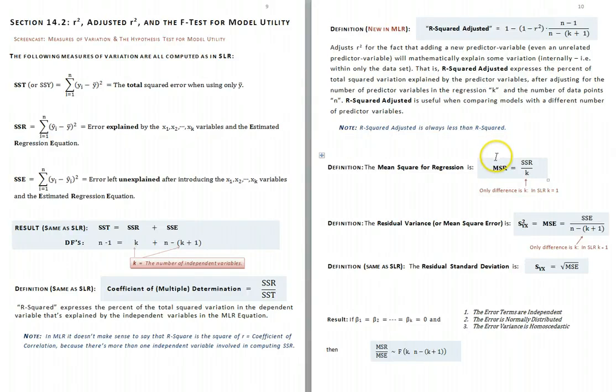The mean square for regression is SSR divided by its degrees of freedom, k, the number of independent variables in the multiple linear regression. The residual variance, or mean square error, is SSE divided by its degrees of freedom, n minus the quantity k plus 1. The residual standard deviation is the square root of the residual variance, or the square root of MSE.